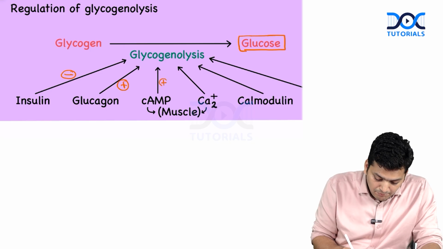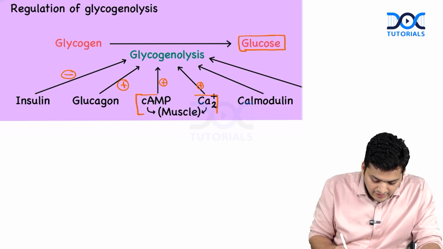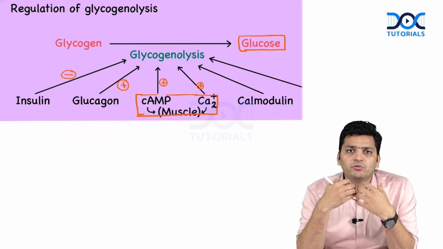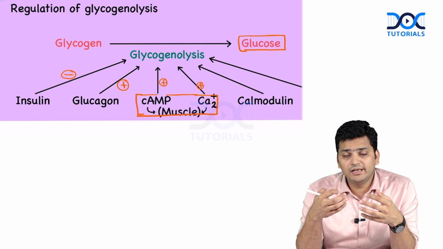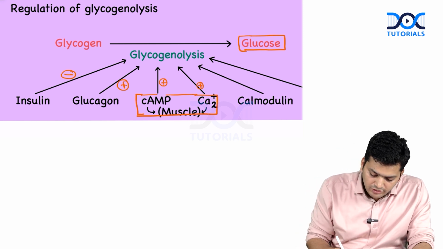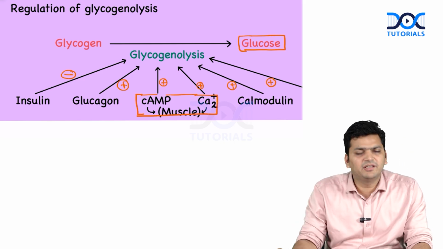The cyclic AMP and calcium, yes, they are going to stimulate. These are the stimulators only in the muscles actually. Cyclic AMP and calcium, they are the stimulators in the muscles. Actually, calcium directly does not stimulate. Calcium is going to increase the activity of the glycogen phosphorylase, and that is going to stimulate the glycogenolysis. Calmodulin is a molecule that may stimulate the glycogenolysis. Norepinephrine can also stimulate.